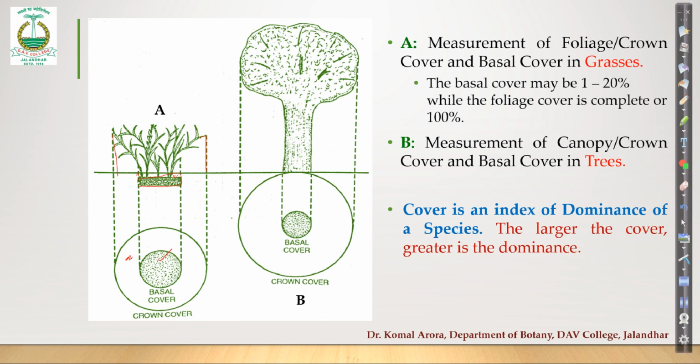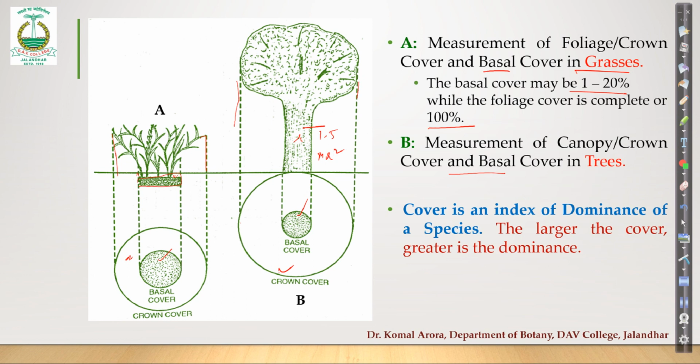Similarly, in the case of trees, if you have the main trunk, at a height of 1.5 you note the diameter and you can find the pi r square. So that will be the basal cover. But taking the extreme limits of the canopy and projecting it vertically downwards, this will give you the crown cover. Okay, so an example is for grasses, which is called foliage or crown cover and basal cover. It is seen that the basal cover may be around 1 to 20% in this case, whereas the foliage cover is complete, that means 100%, because that is the outermost limit. Similarly, we can have this for trees also.